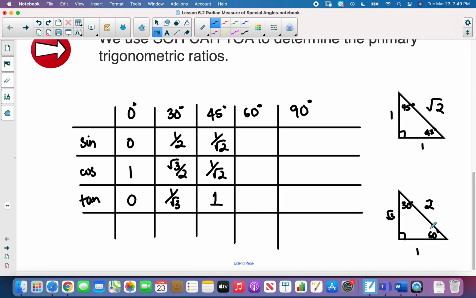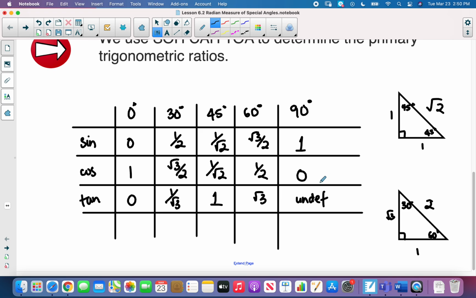Sine of 60, looking in this triangle, opposite over hypotenuse is root 3 over 2. Cosine of 60 is 1 over 2. And tan of 60 is root 3 over 1, which is root 3. Sine 90 is 1. Cos 90 is 0. Tan 90 is sine 90 divided by cos 90, 1 divided by 0, which is undefined.